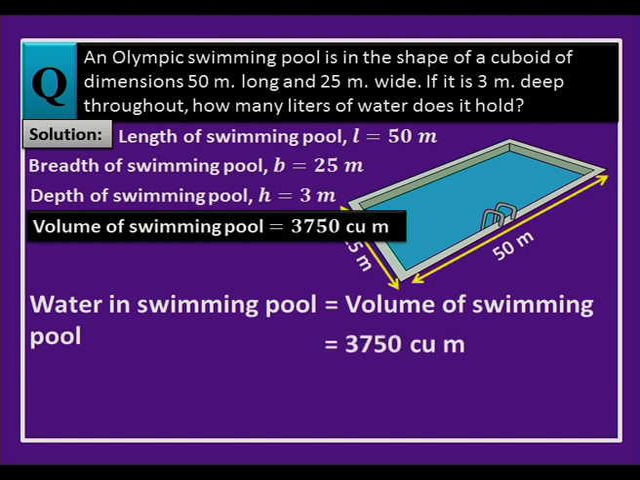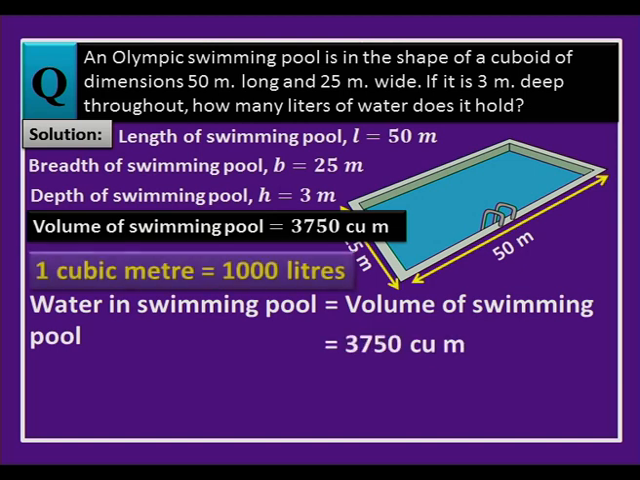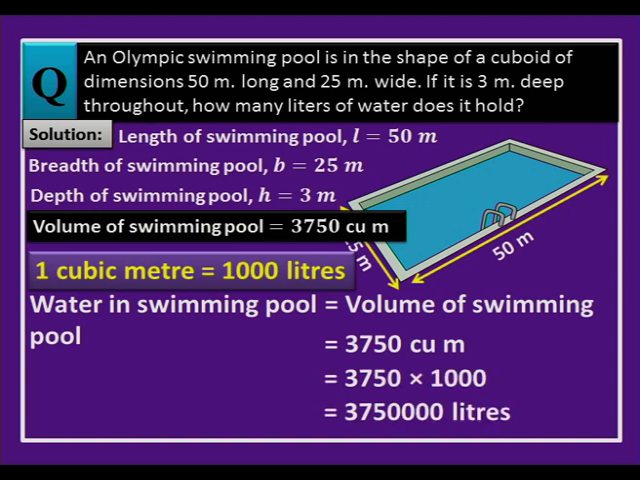3750 cubic meters, but we know that 1 cubic meter is 1000 liters, children. So, what do we do? Yes, we need to multiply 3750 with 1000, and multiplying it we get 37,50,000 liters. So, this is the amount of water it can hold. Okay, children. Let us move on to our next problem.